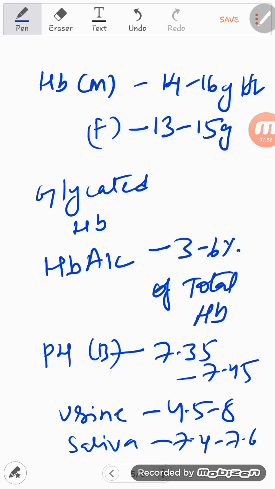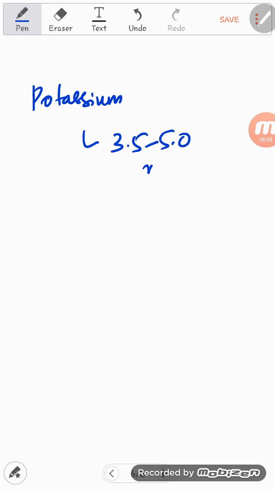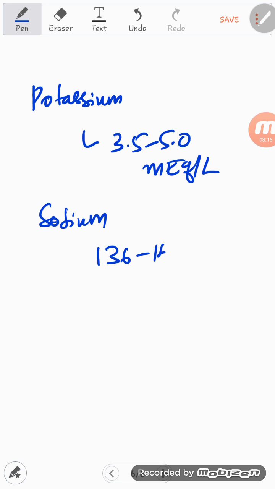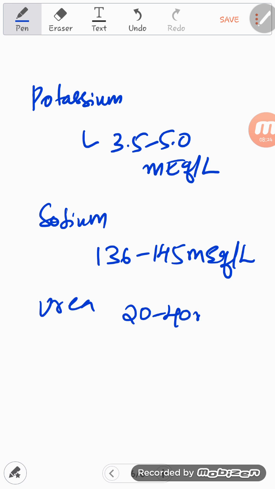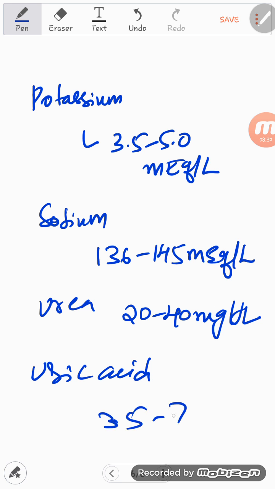Apart from this, I just want to mention a few more important values. Serum potassium level is 3.5 to 5 milliequivalents per liter. Sodium values are 136 to 145 milliequivalents per liter. Urea is 20 to 40 milligrams per deciliter. And uric acid is 3.5 to 7 milligrams per deciliter. I hope it's very clear.